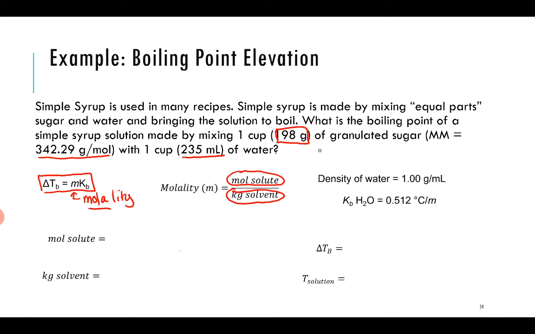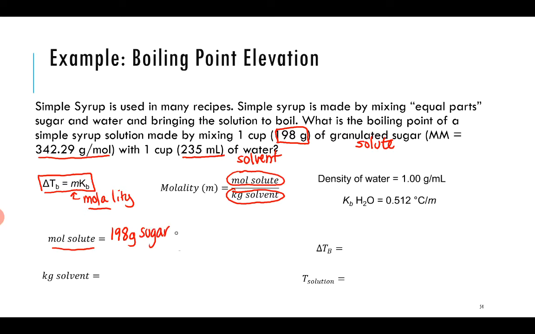So I have to read back in the problem. And so the water is going to keep its phase and then sugar is going to dissolve. So since sugar dissolves, that is my solute. And water is going to keep its phase, and so that means it's the solvent. And so that means I have to get my grams into moles. And so when we find our moles of solute, I have to start with my 198 grams of sugar.